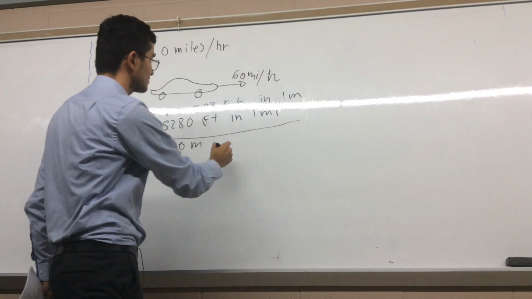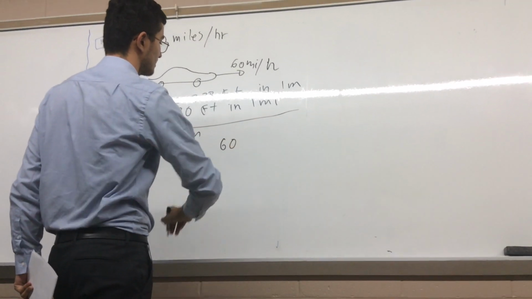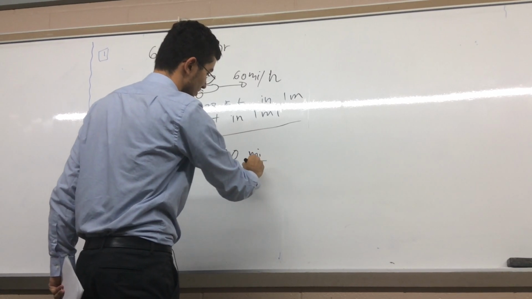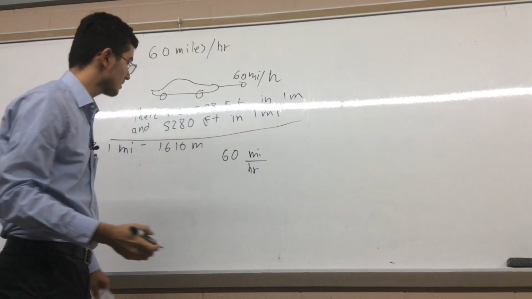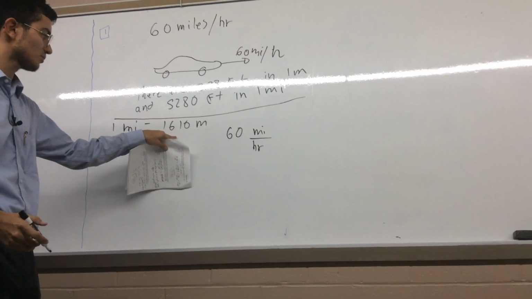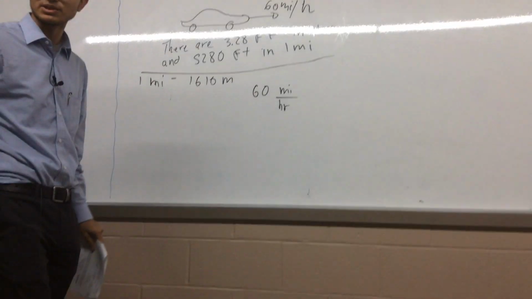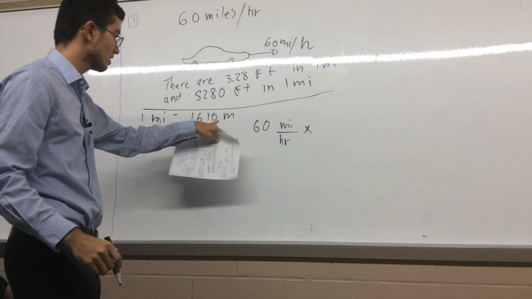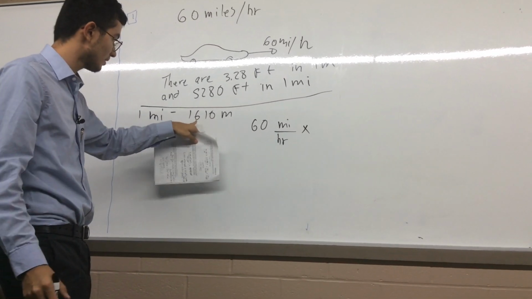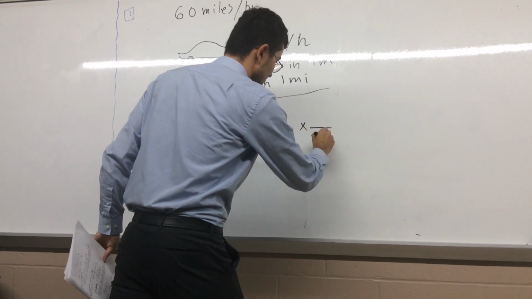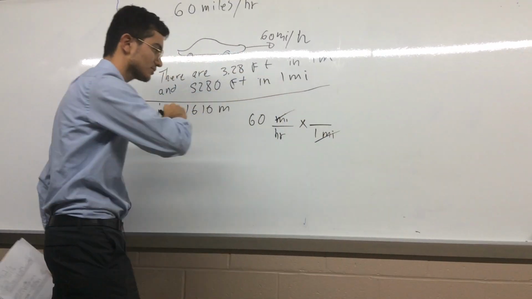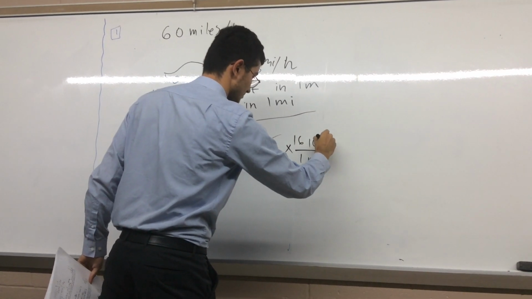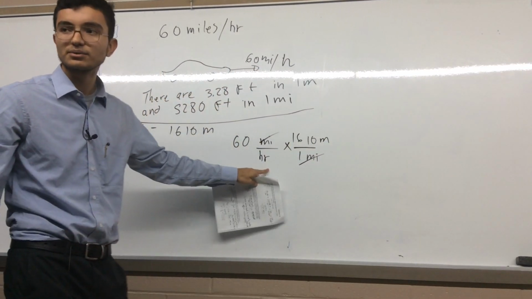We start with the given, which is 60 miles per hour. We write down the units so we're able to cancel them out later. We know that in 1 mile there are 1,610 meters. So are we going to multiply that on the top or the bottom? We're going to put 1 mile on the bottom so that this unit cancels out, and on the top we're going to put 1,610 meters.